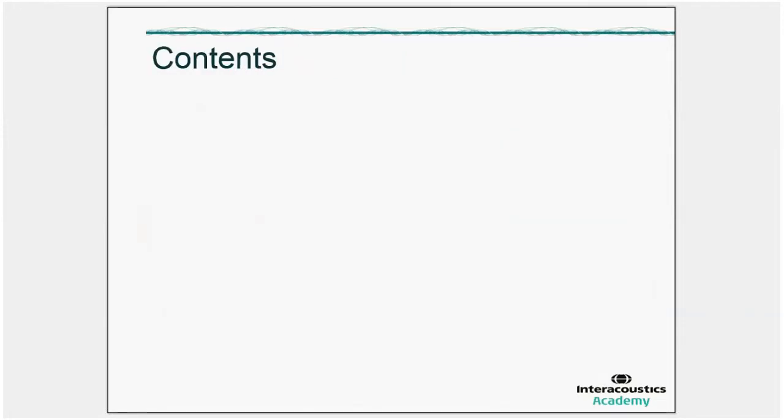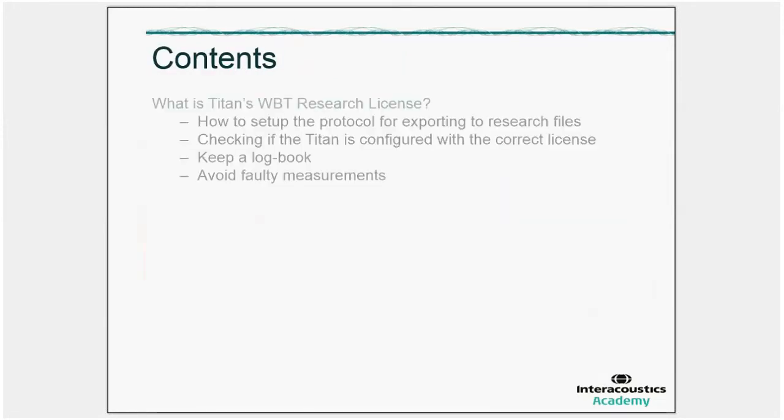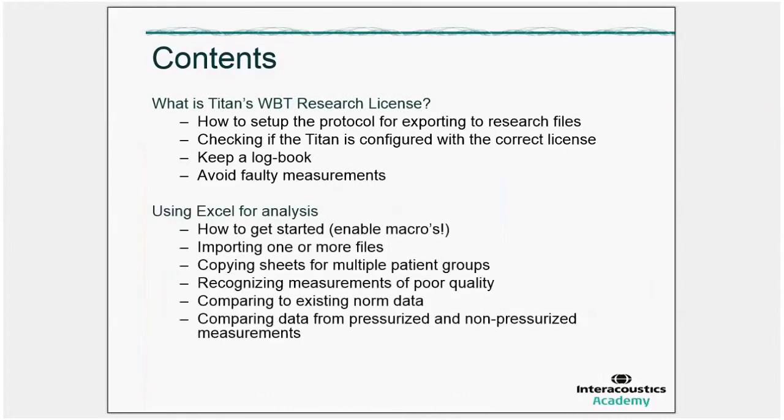What will we cover today? We have two main topics. One is what the Wideband Tympanometry research license is, and during that we will look at how to set up the protocol in Titan so that it supports exporting to research files. Then we will show how to check if the Titan is configured correctly with the correct license. I will mention something about keeping a logbook. Is that necessary or not? And I will mention a few things about faulty measurements.